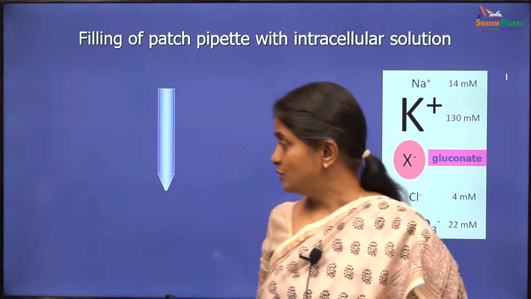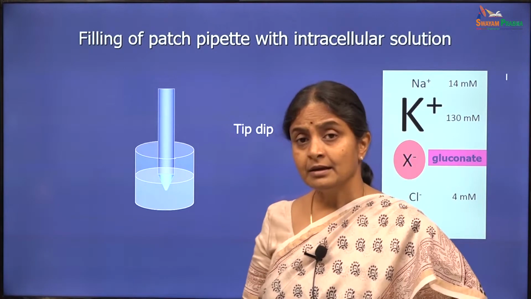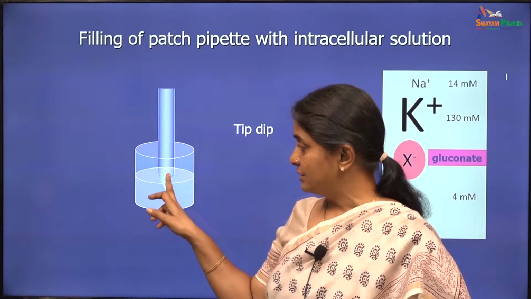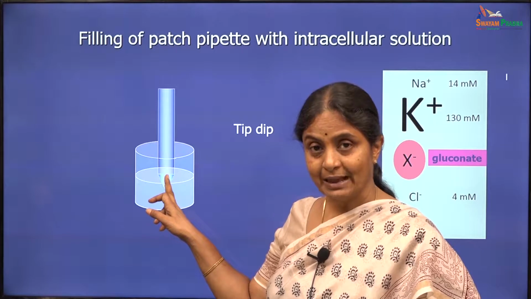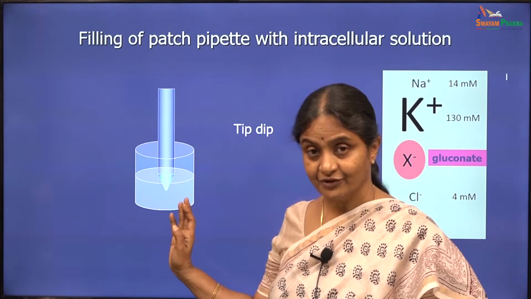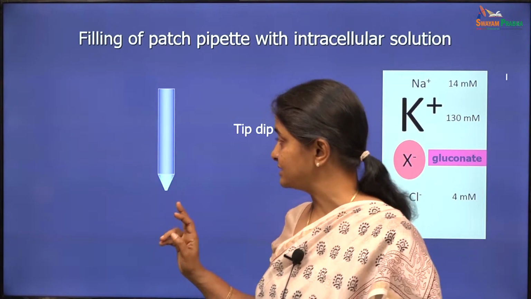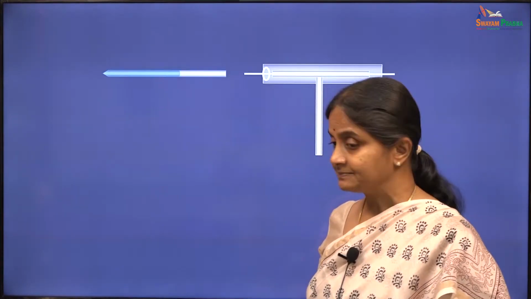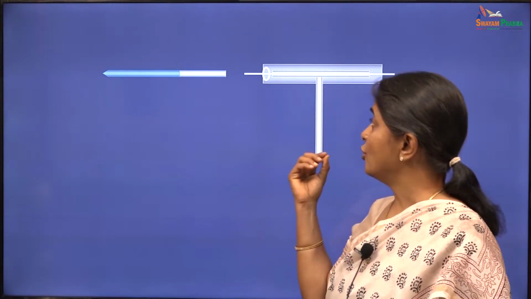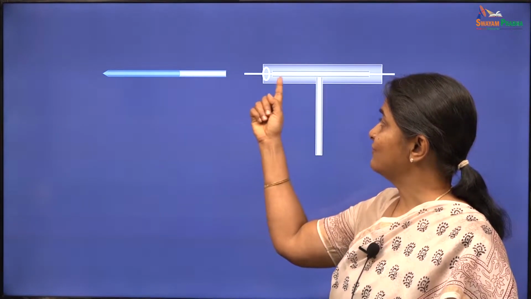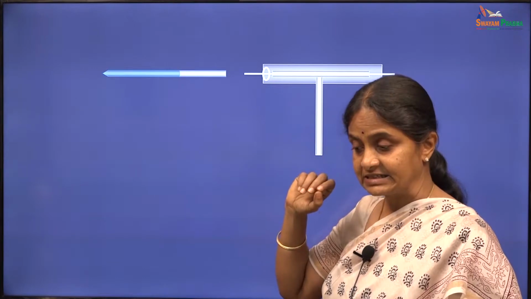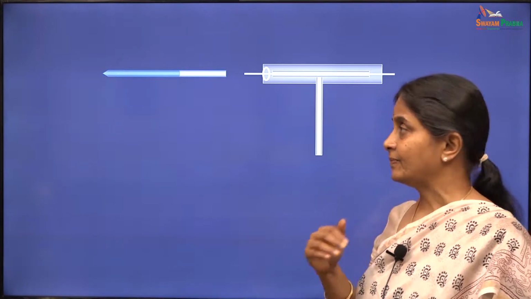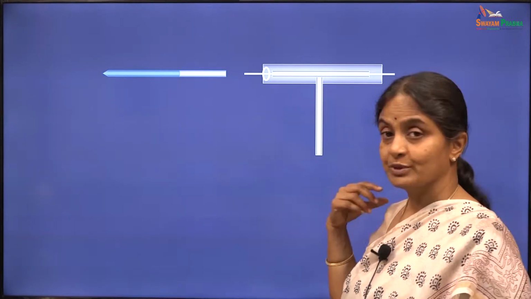This intracellular solution will be taken in a beaker, and the patch pipette is inserted into it. The solution rises through the tip of the patch pipette by capillary action. That is the best way to fill that part of the patch pipette, and the rest of the pipette is filled with the same solution from above. Now, this filled patch pipette is then threaded on to a silver wire, which is going to function as the electrode connecting the intracellular fluid to the amplifier, which will record the voltage.